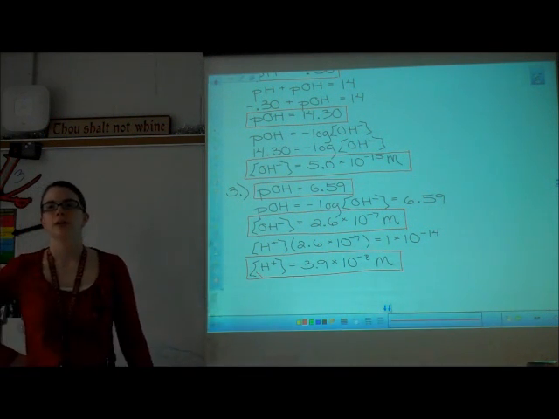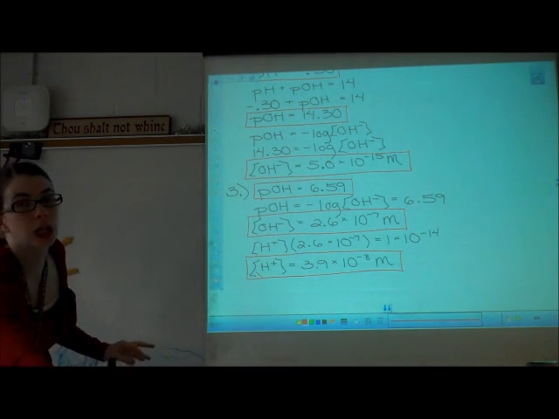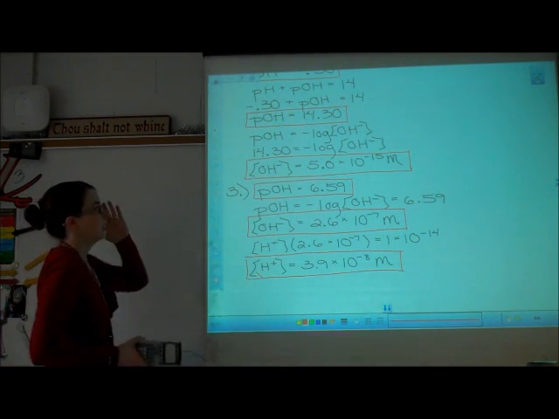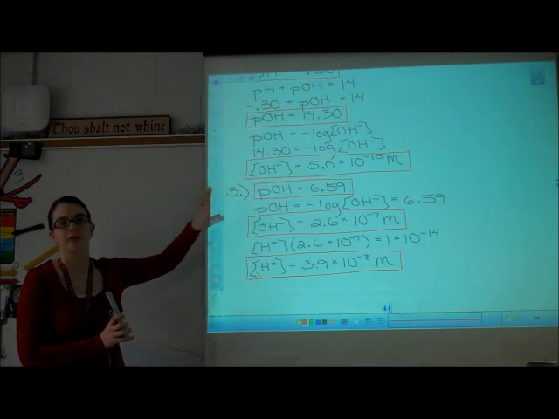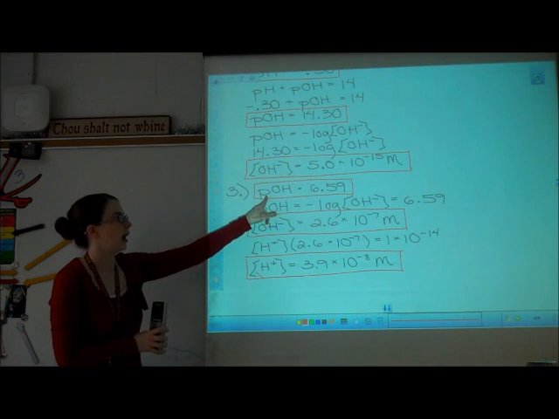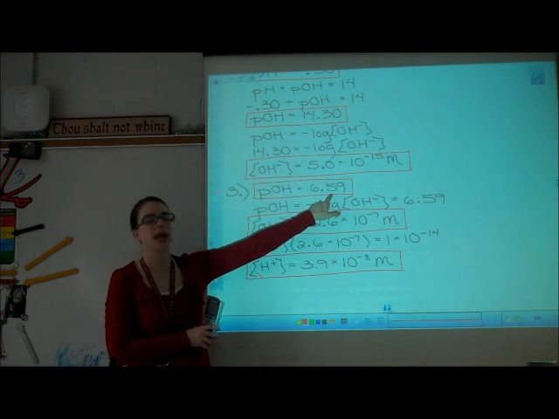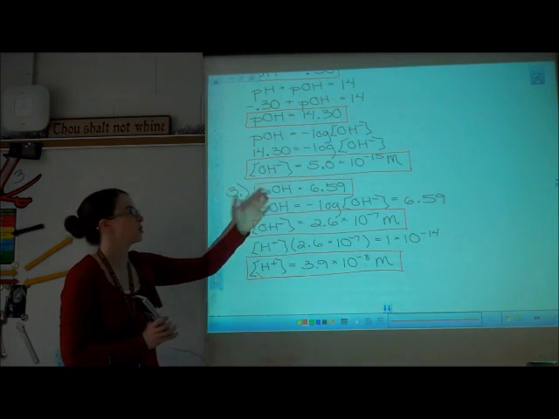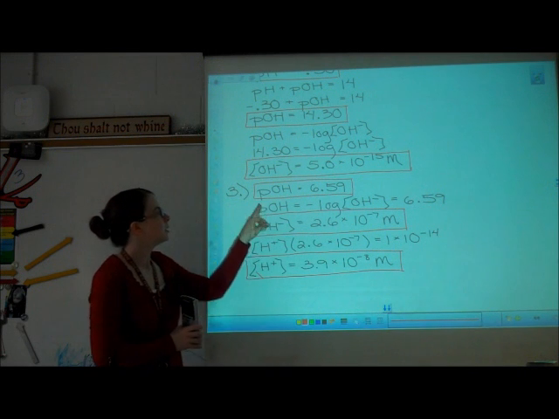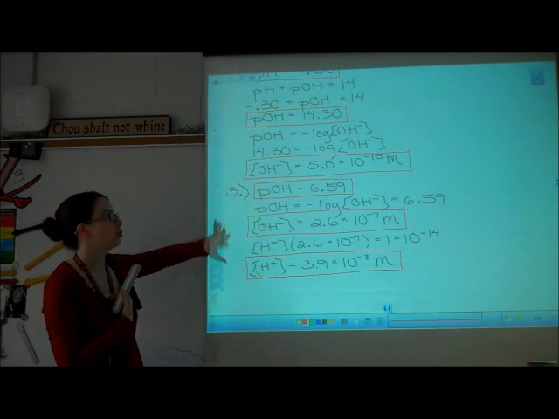There is one particular step that I want to make sure we're all clear on how to do. In number 3, the information given was a pH. Right off the bat I wrote out what the pOH is. How did I get that number? 14 minus the pH. Okay, great. 6.59.